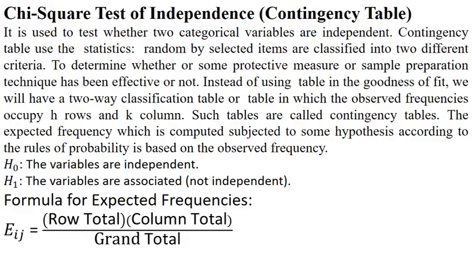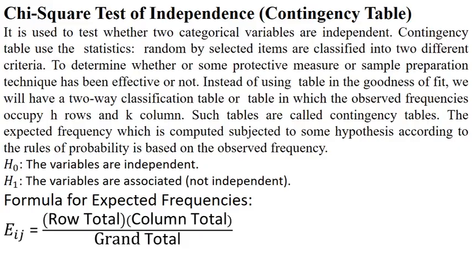The contingency table uses statistics by randomly selecting items. They are classified into two different criteria to determine whether some protective measure or sample preparation techniques have been effective or not. Instead of using a table as in the goodness of fit, we will have a two-way classification table in which the observed frequency occupies H rows and K columns. Such tables are called contingency tables.